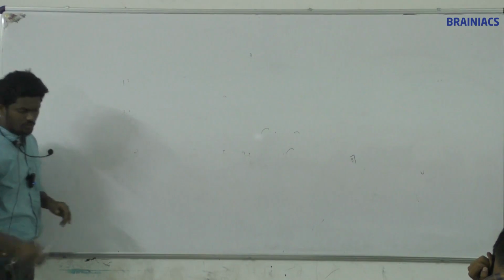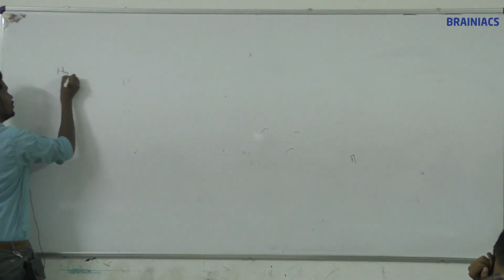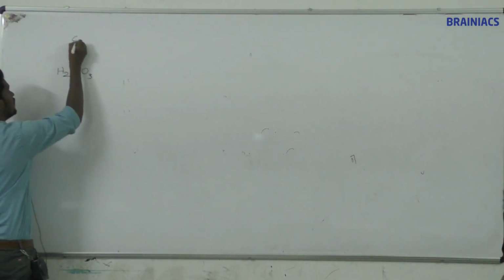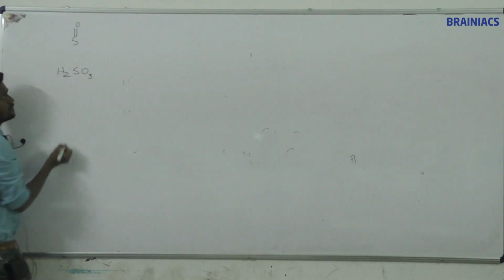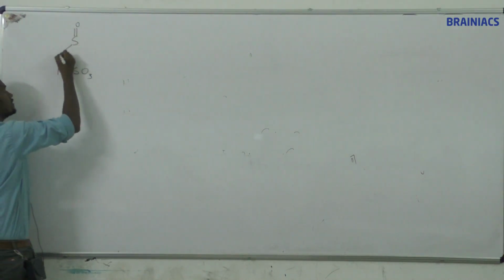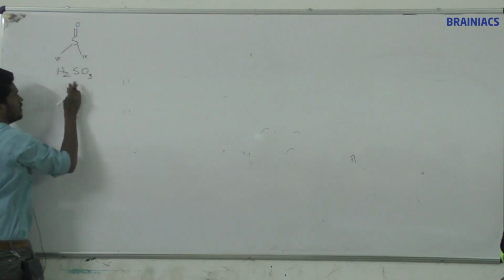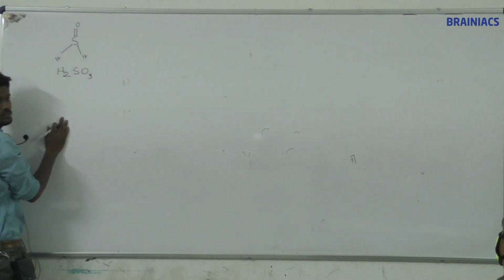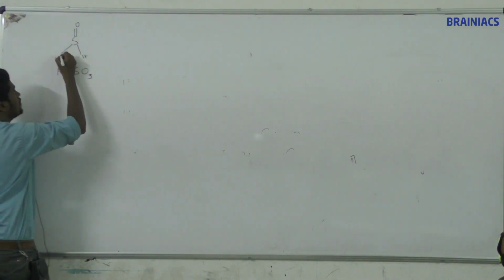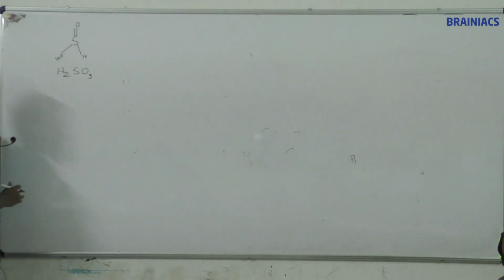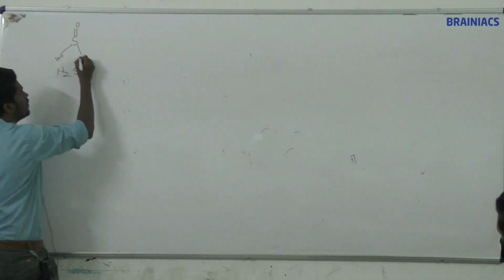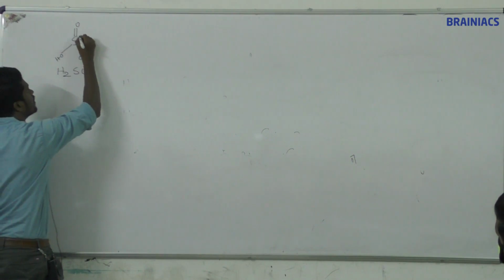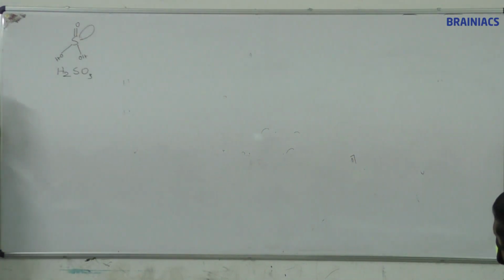Okay. H2SO3, sulfur with one double bonded oxygen. Okay, how many hydrogen? 2 hydrogen. How many remaining oxygen? 2 oxygen. So if 1 oxygen is here and 1 oxygen is here, there will be a lone pair of electrons.